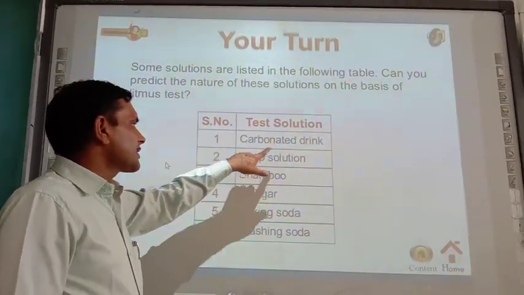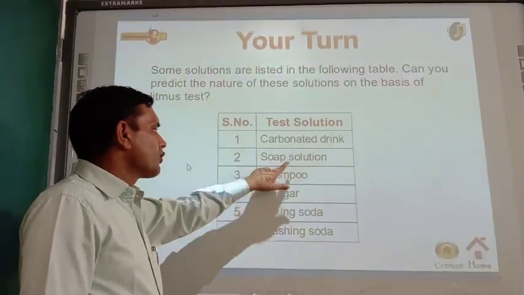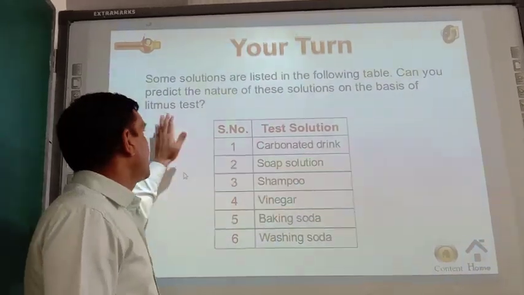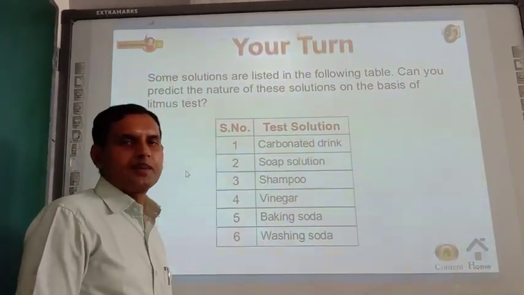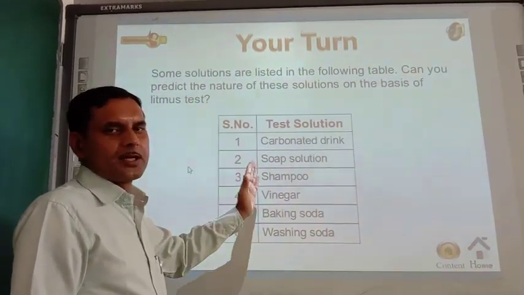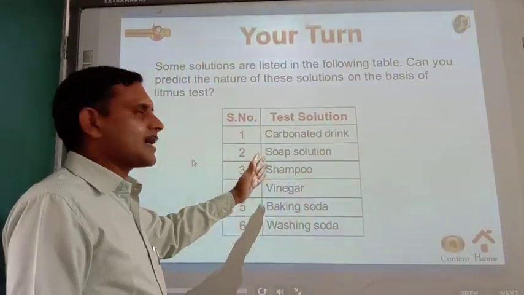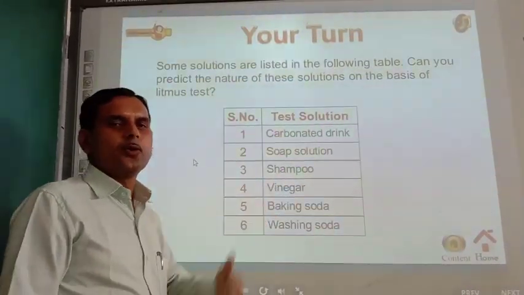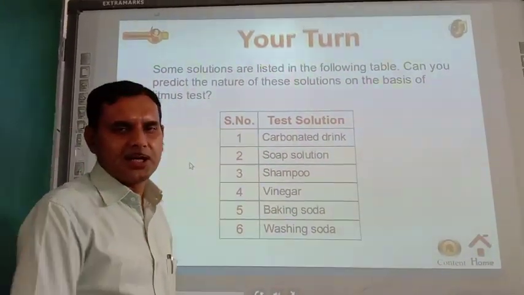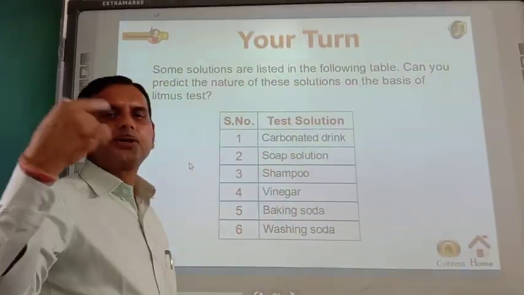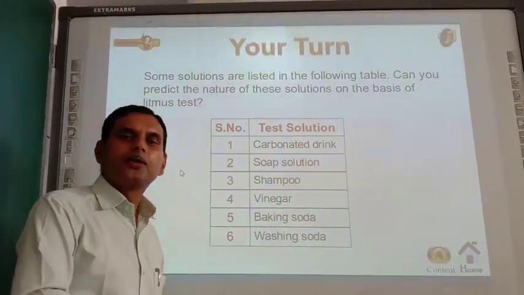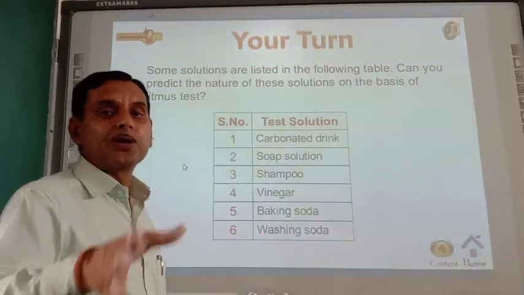The test solutions are carbonated drink, soap solution, shampoo, vinegar, baking soda, washing soda. I will give you two kinds of litmus paper, red and blue. Now you have to test with those litmus papers whether the given substances are acidic or basic in nature. You know, red litmus changes into blue if the substance is basic. Blue litmus changes into red if the given substance is acidic. Blue remains blue in neutral substances, red remains red in neutral substances.